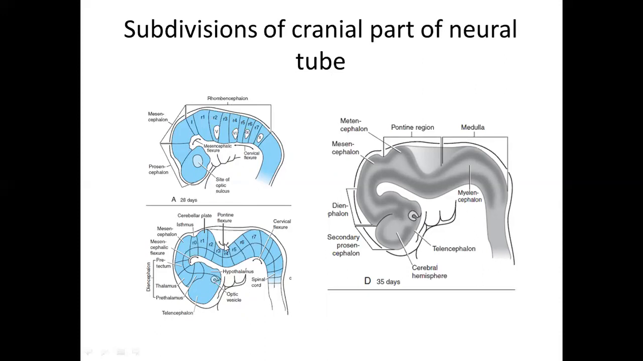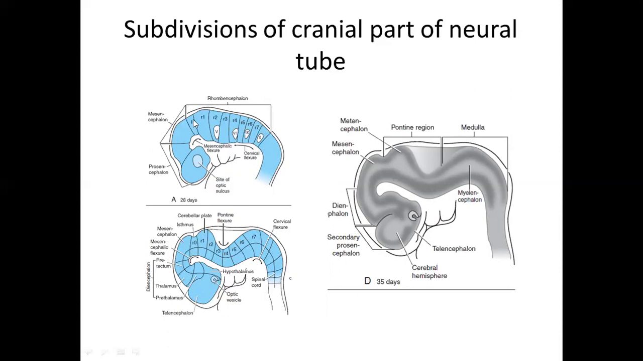Then further, this rhombencephalon undergoes bending. And this one is a dorsal bend, which is known as the pontine flexure. So this demarcates the division of rhombencephalon into a cranial part, metencephalon, and a caudal part, which is known as myelencephalon. So myelencephalon will form medulla oblongata, and metencephalon will form pons and cerebellum.